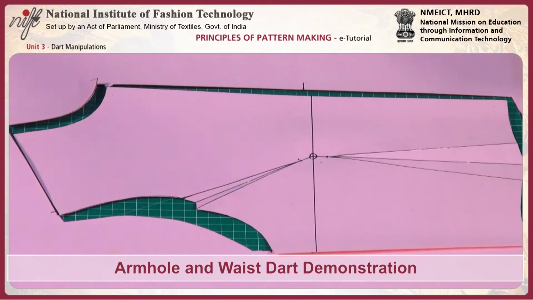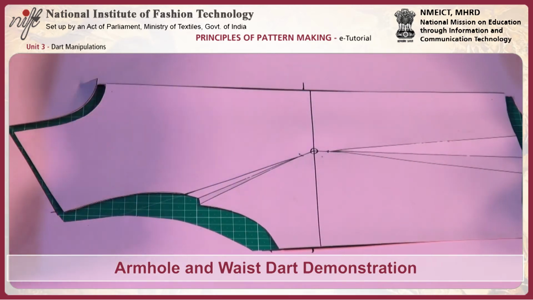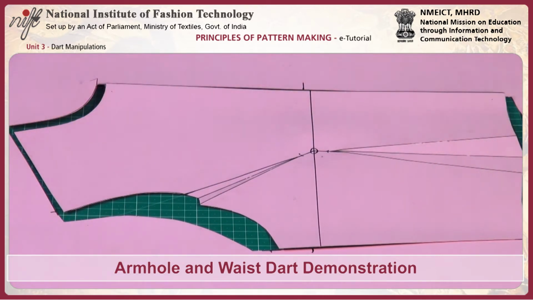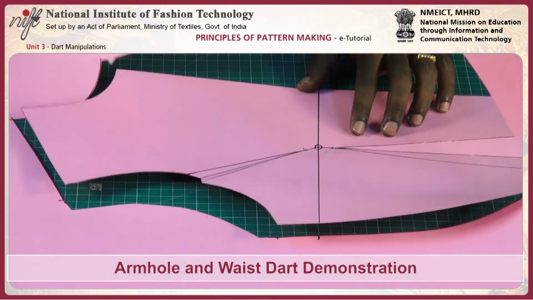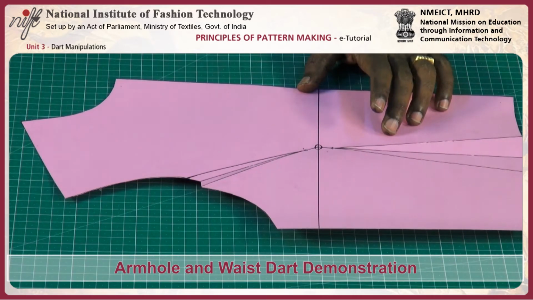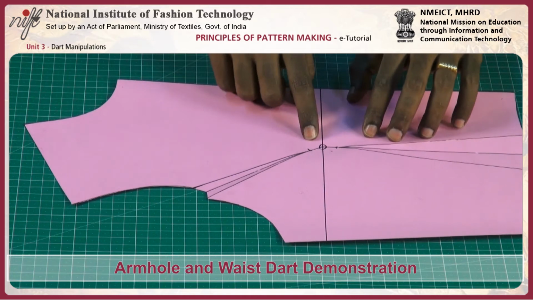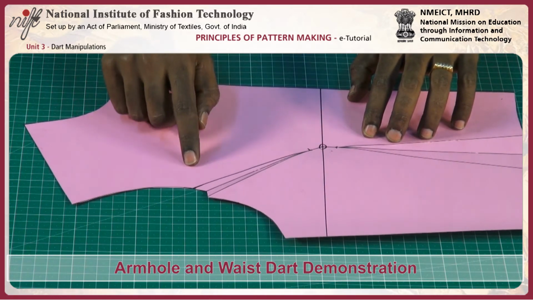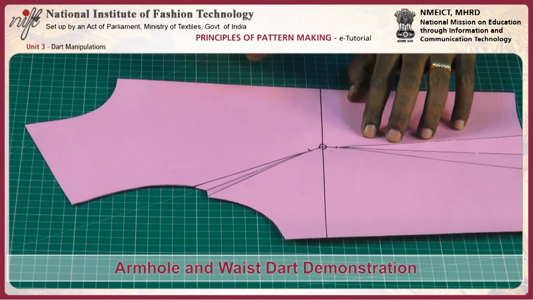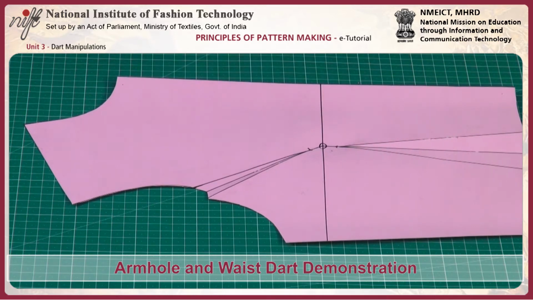Now we have made the pattern with armhole dart and waist dart. Then mark the necessary markings, bust point, center front, and put notches, punch in circle to complete the pattern.